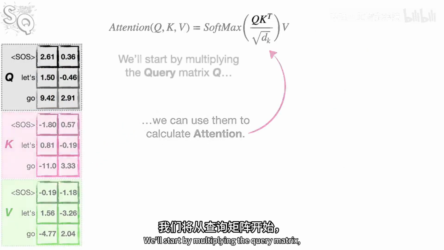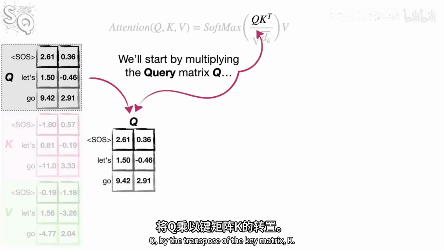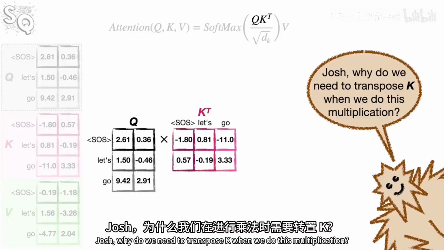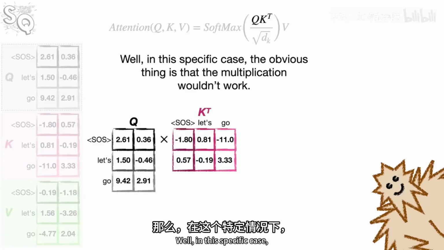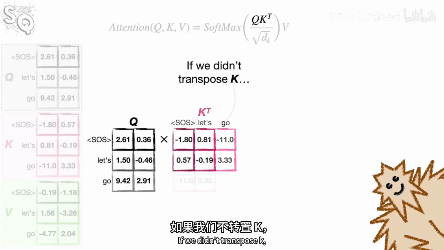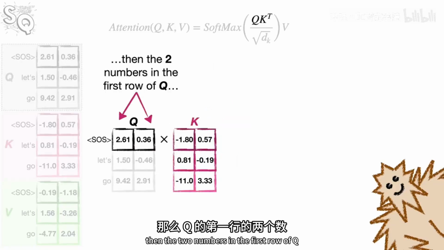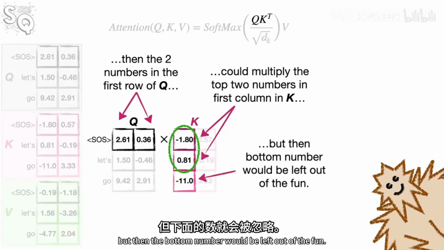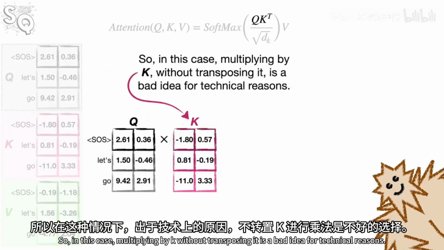Now that we have the query, key, and values for each token, we can use them to calculate attention. We'll start by multiplying the query matrix Q by the transpose of the key matrix K. Josh, why do we need to transpose K when we do this multiplication? Well, in this specific case, the obvious thing is that the multiplication wouldn't work. If we didn't transpose K, then the two numbers in the first row of Q could multiply the top two numbers in the first column in K, but then the bottom number would be left out of the fun. So, in this case, multiplying by K without transposing it is a bad idea for technical reasons.